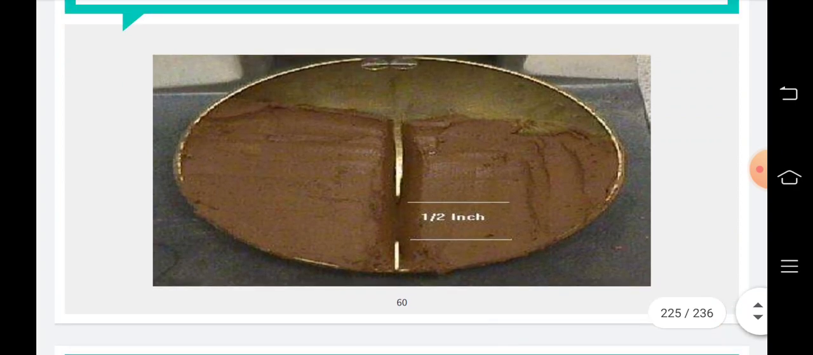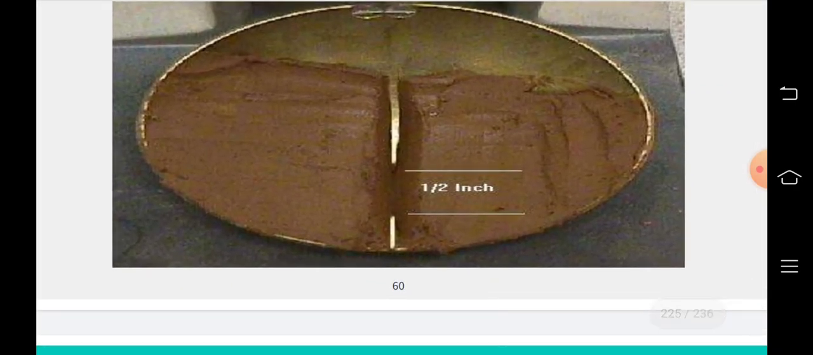So here we can clearly see that after giving the number of blows, the soil sample closes again at the bottom, at 12.7 mm from the top, and 3.3 mm from the bottom. Then we take some part of this soil sample and send it to the laboratory for the determination of the water content.